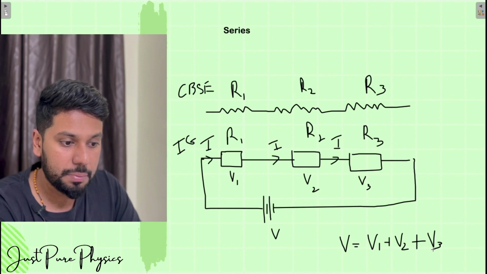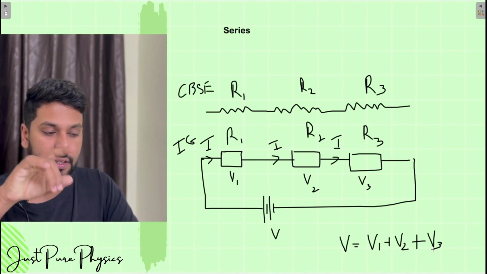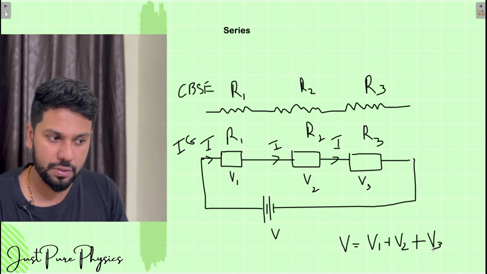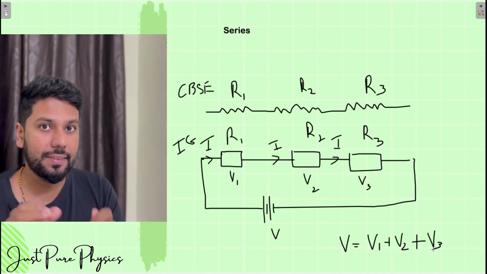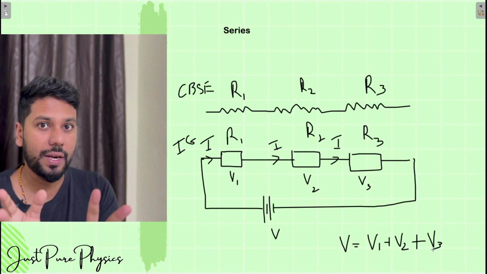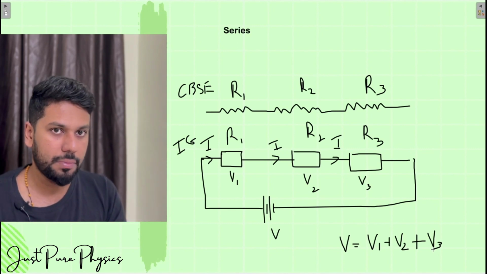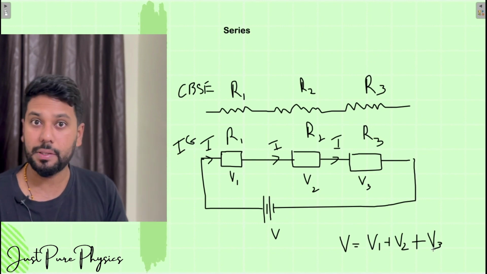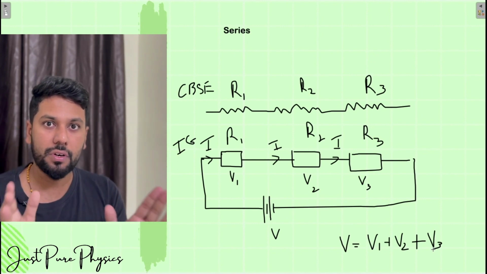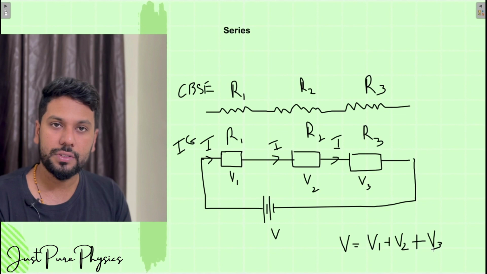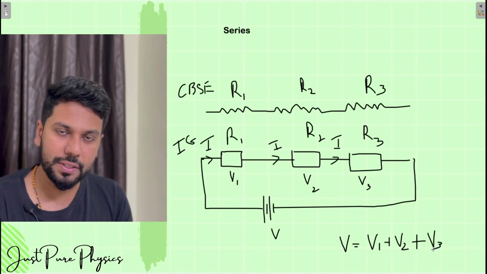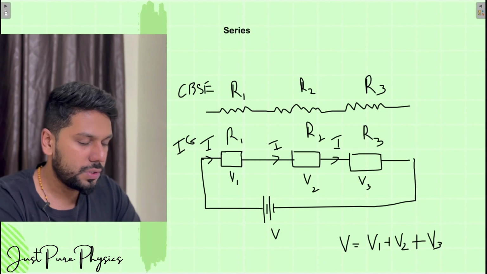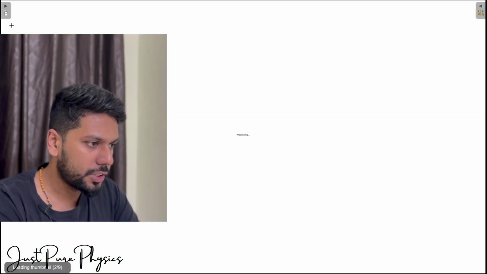Remember, voltage is getting divided, but your current remains the same. That is the thing that you should remember. Voltage gets divided, current remains the same. Now let's go to the mathematics part. Please don't tell me that you hate mathematics. Let's go to the mathematics part, because that is where the derivation comes. Now you see here, students, let's go to the next page.